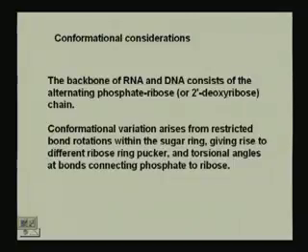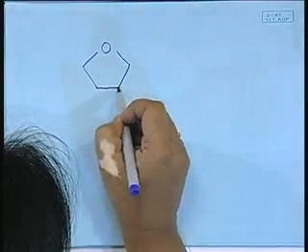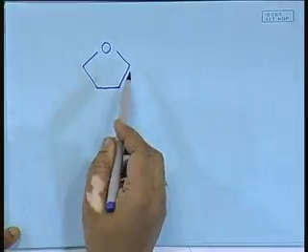Now, when we have conformational variation, this arises from restricted bond rotations. Now, where are we going to get restricted bond rotations? We have a sugar ring. We have a single ring. We have something like this. This is our sugar ring. Now, you have to remember all of these are single bonds.